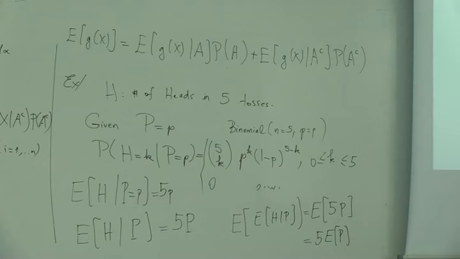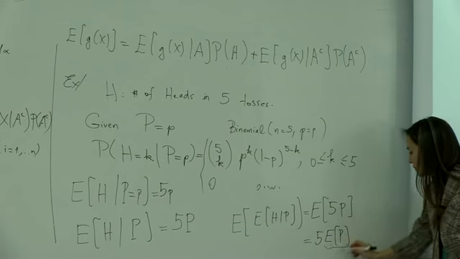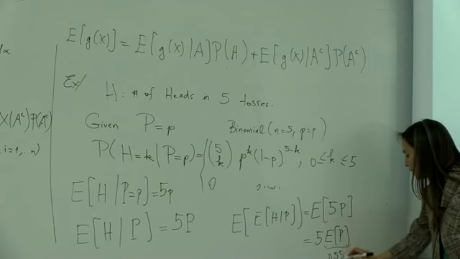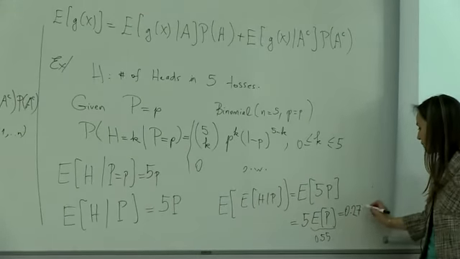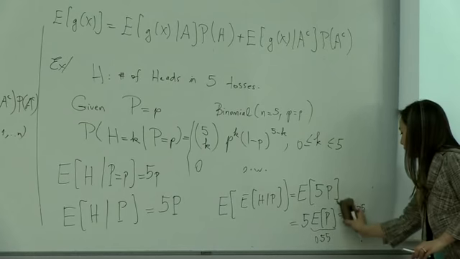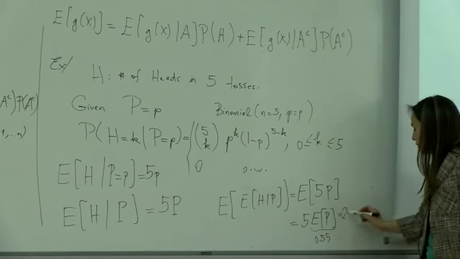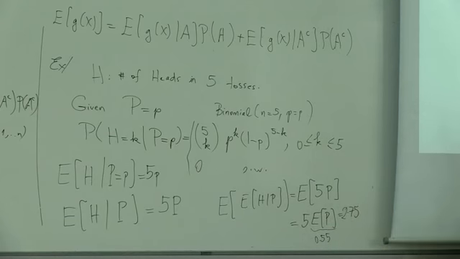Well, P is uniform from 0.4 to 0.7, so its expectation is (0.4 plus 0.7) divided by 2, which is 0.55. So this comes out to be 2.75. Are there any questions?